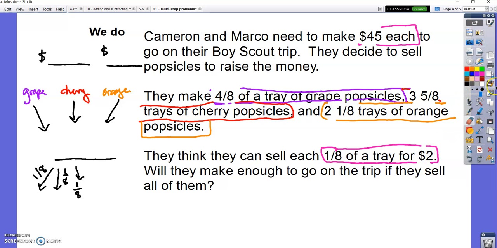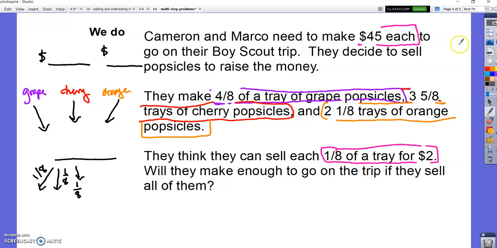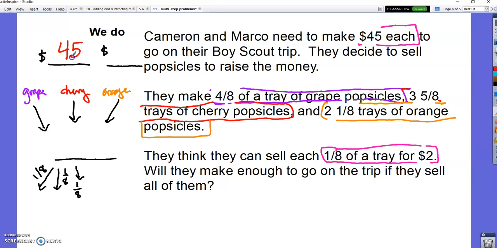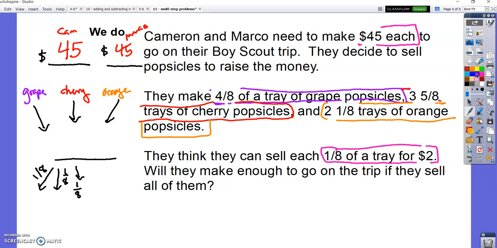One more. Okay, here we go. So they need to make $45 each, so I'm going to go ahead and write that in. Cameron needs $45, Cam. And Marco needs $45. Marco. And let's start making the popsicles. So grape, we have 4/8 of a tray.